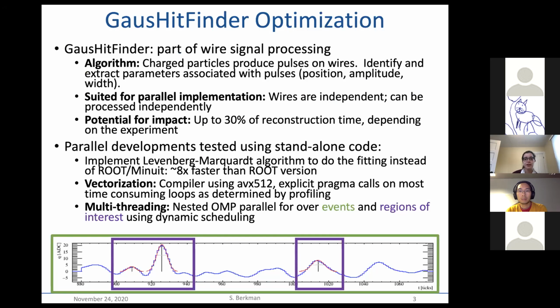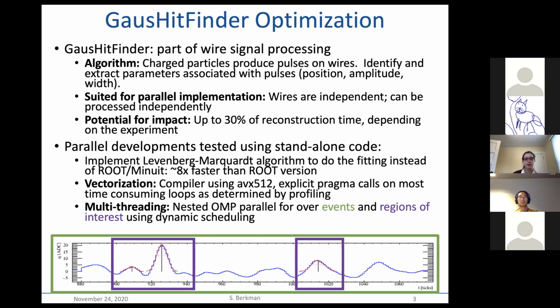This algorithm is what takes these pulses that are produced on the wires and identifies and extracts parameters associated with these pulses. So here, this is the position, the amplitude, and the width. And this algorithm is well suited for parallel implementation because each of these wires is independent, so they can be processed independently. Furthermore, there's good potential for impact because this algorithm can be up to 30% of the overall reconstruction time, depending on the experiment.